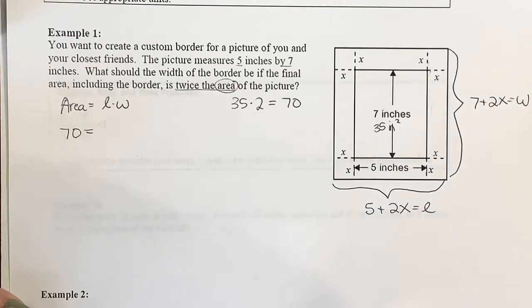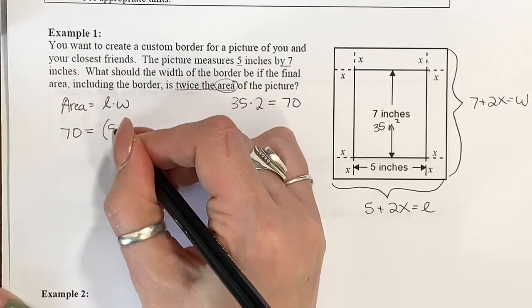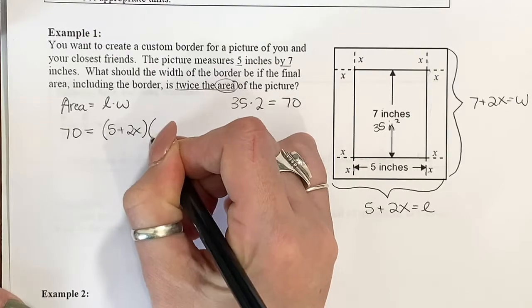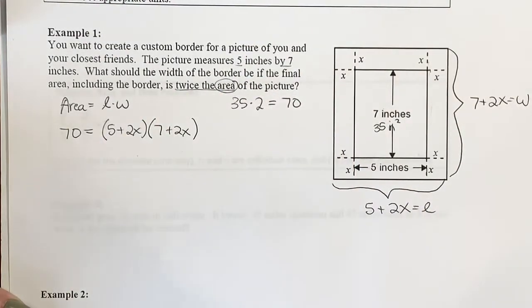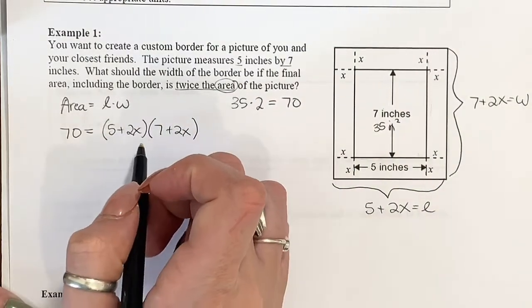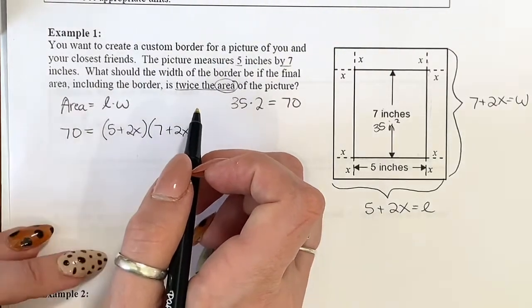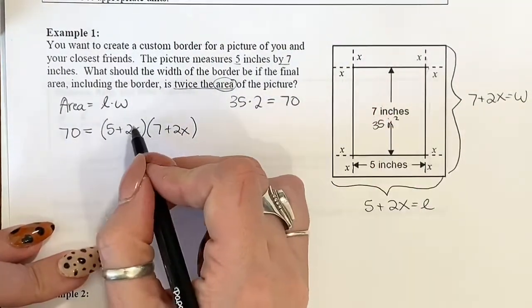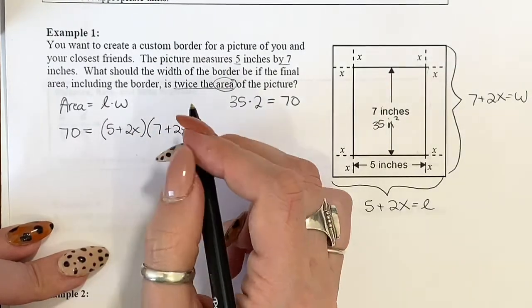So we're going to take those two pieces and plug them into our familiar formula. So we'll have 5 plus 2x and 7 plus 2x. Again, you could flip it and do 2x plus 5 if you wanted. But now that we have our formula set up, we're just needing to solve. They're asking us to find how wide that border should be. So essentially we're solving for how big x should be in order to get an area of 70 total.